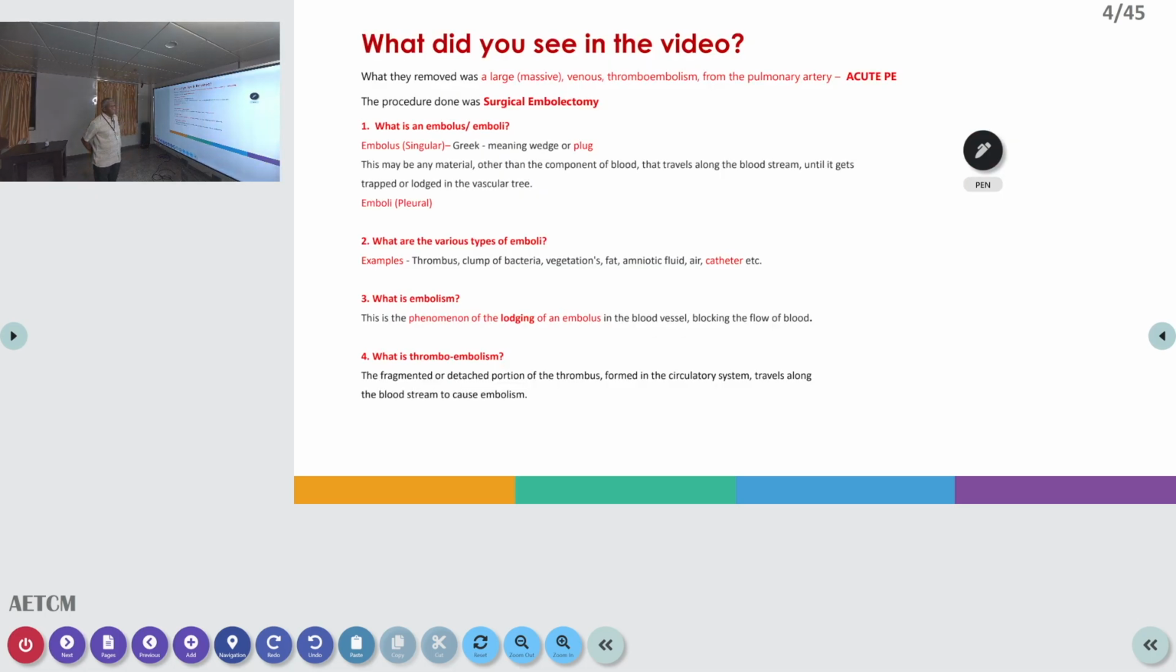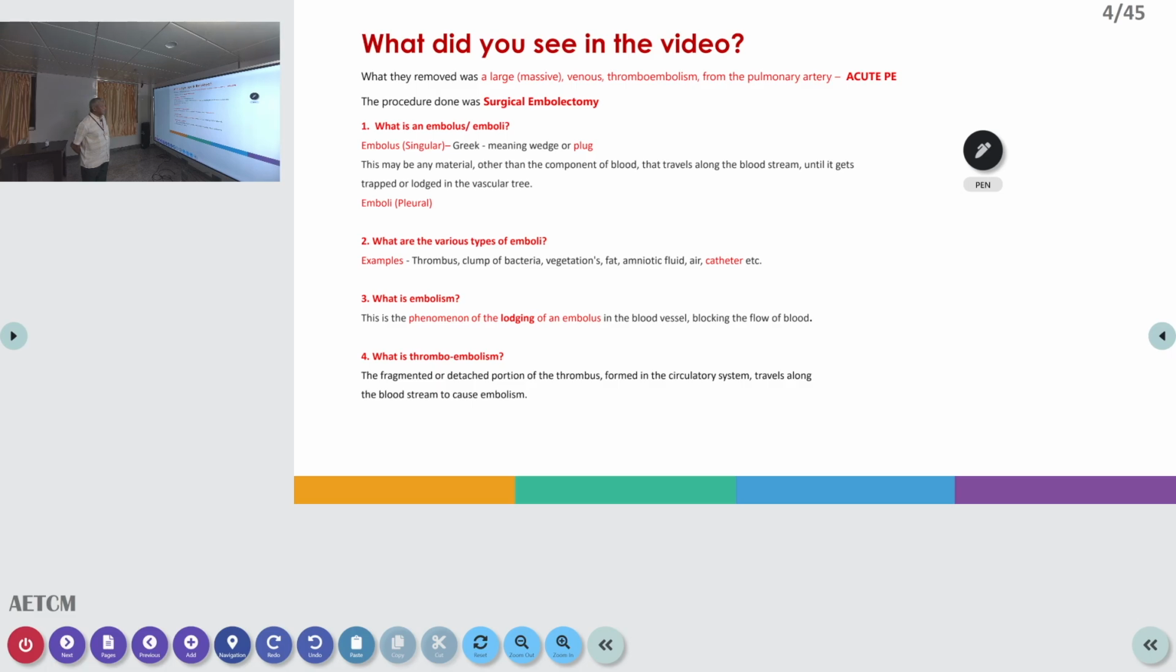We could capture from this wonderful video a very huge thrombus being removed from the pulmonary artery. They have done this by surgical embolectomy. Unless they had done it in time, the patient's life would be finished. Surgical embolectomy is a procedure where they have removed a very large, long and huge thromboembolus from the pulmonary artery.